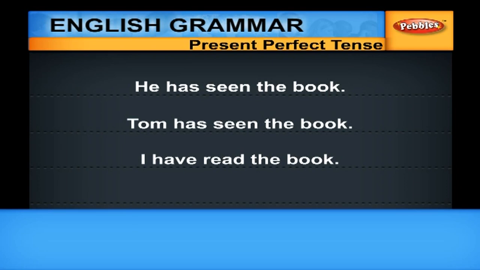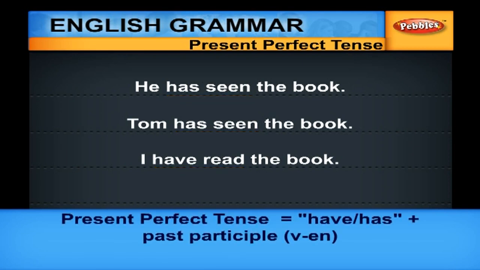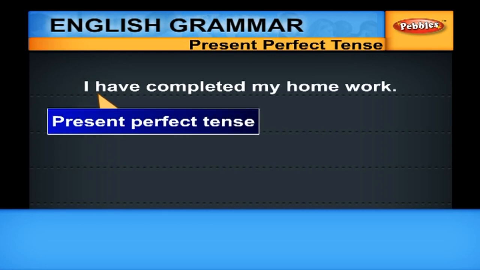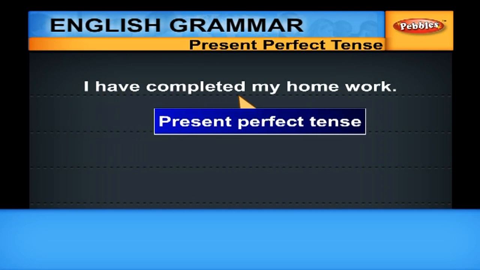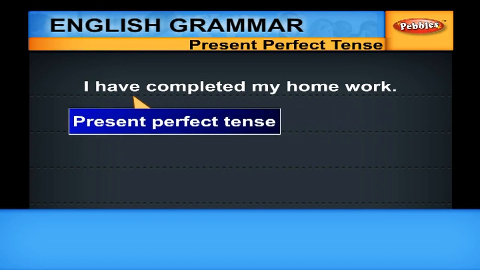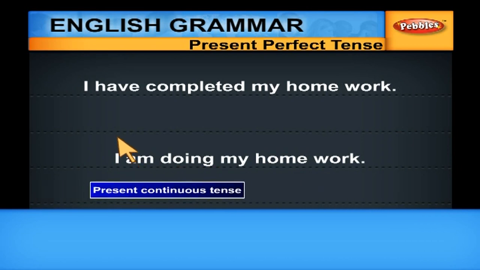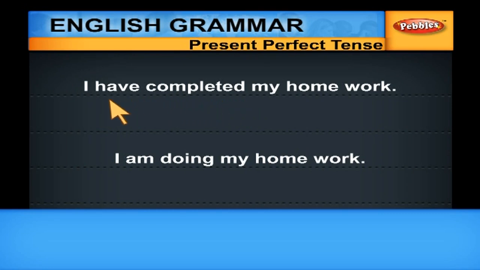So, a present perfect tense will have one helping verb and the past participle as the main or lexical verb. The helping verb will be have or has. Present perfect tense is equal to have or has plus past participle VEN. Where do we use the present perfect? Present perfect is used to refer to an action that is perfected, that is completed. It may be sometime in the past, while present continuous refers to an action that is in progress. Present perfect refers to an action that is completed.